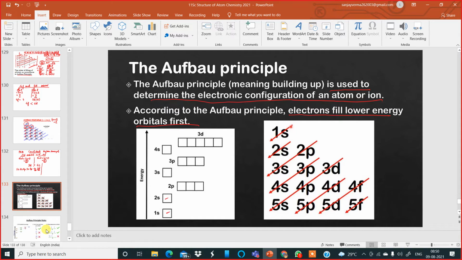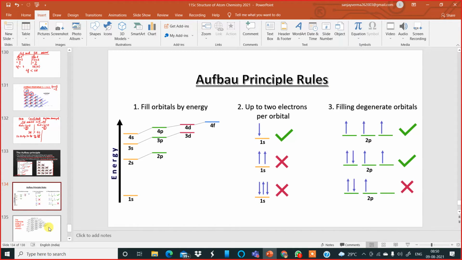1s is low, then 2s, then 2p, 2px, 2py, 2pz, then higher than 2p is 3s, then higher than that is 3p, then comes 4s, which is lower than 3d. So this is how we arrange the orbitals according to energy. Whenever you provide electrons, 1s will be filled, then 2s, then 2p, then 3s, then 3p, then 4s, then 3d, and so on. Here they have explained it nicely. Now, have a look at this illustration on the next page.